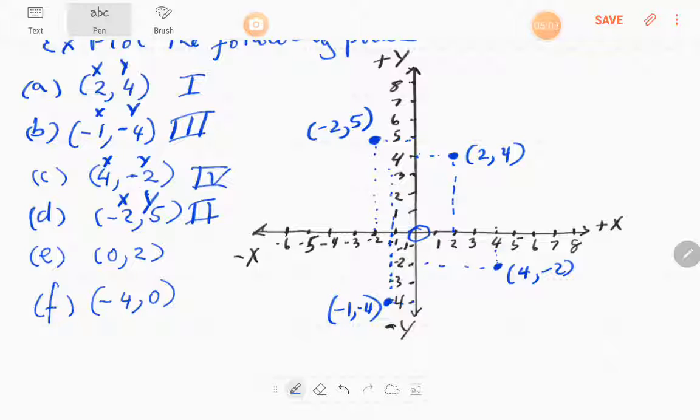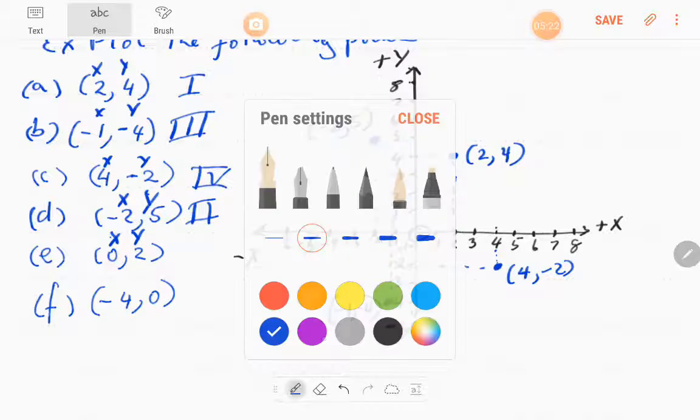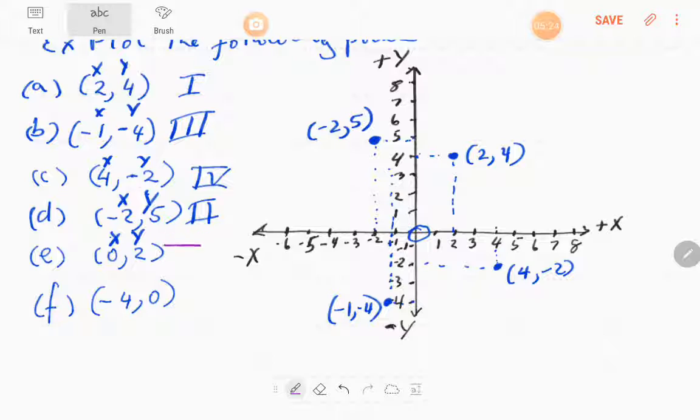Okay, now we could also do these points here, and they lie on the axis. So for example, the point 0, 2. So the x value is 0 and the y value is 2. So in this case, this point here is 0, 2. So the x value is 0, the y value is 2. So it would lie on the y-axis, okay? So this point is 0, 2. And it lies on the y-axis, all right? We could call it a y-intercept.